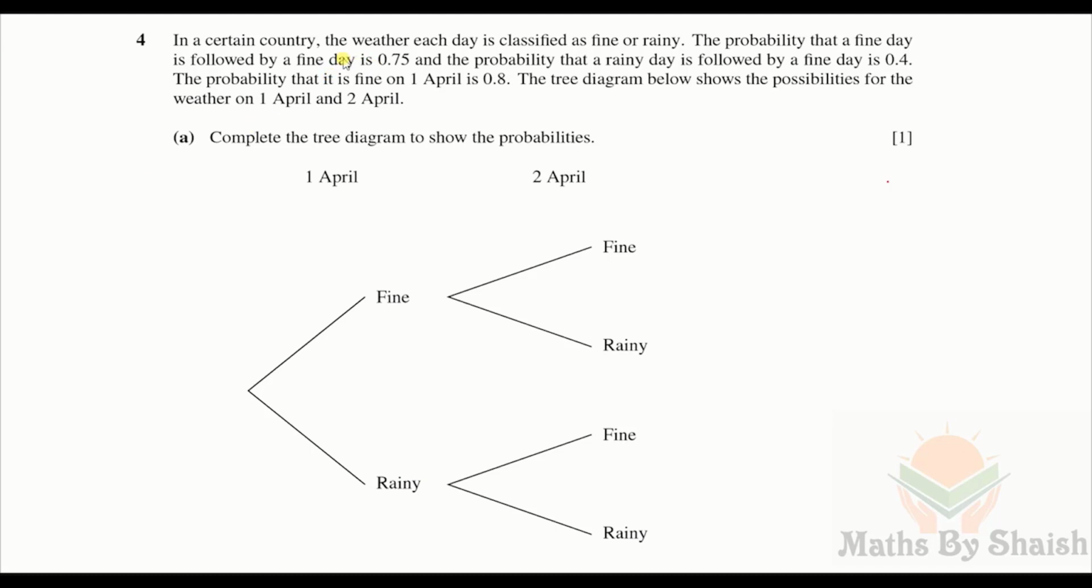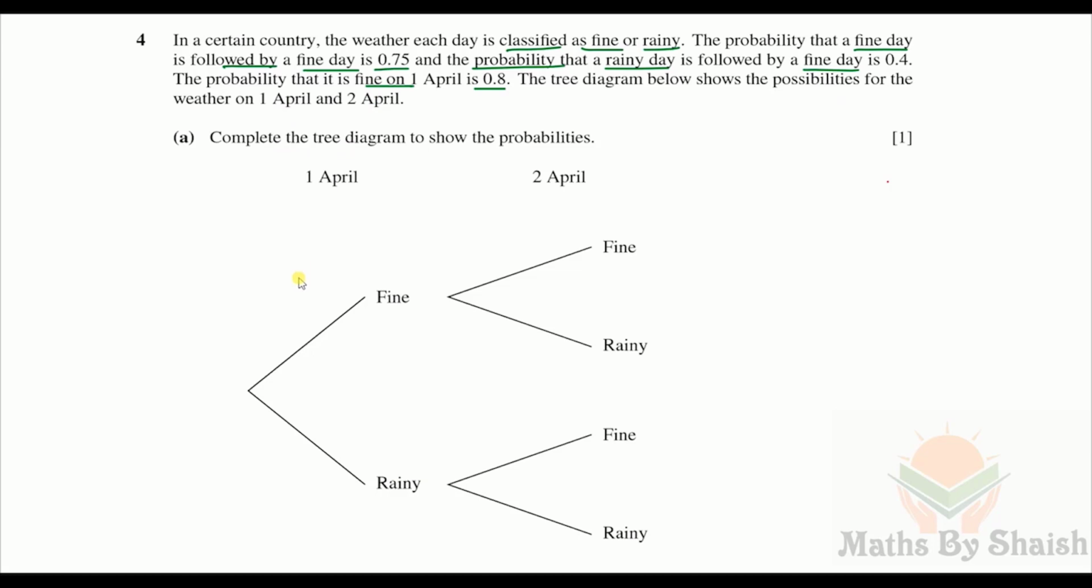In a certain country, the weather each day is classified as fine or rainy. The probability that a fine day is followed by a fine day is 0.75, fine and then again fine, and the probability that a rainy day is followed by a fine day is 0.4. Means first rainy day and then fine day, it is going to be 0.4. The probability that it is fine day on 1st April is 0.8. The tree diagram below shows the possibilities for the weather on 1 April and 2nd April. Complete the tree diagram to show the possibilities.